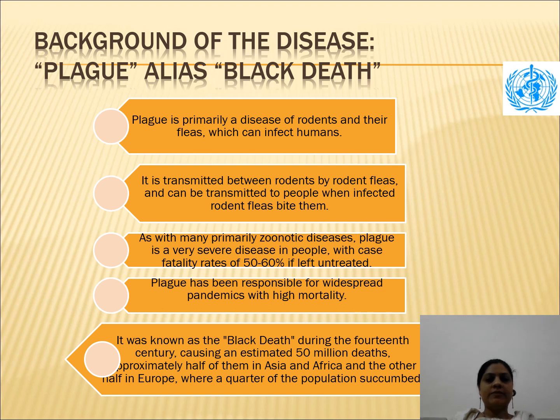So, plague is primarily a disease of rodents and their fleas, which can infect humans. It is transmitted between the rodents by the rodent fleas. So the fleas are the vectors and the host is the rodent. And it can be transmitted to people when the infected rodent fleas bite them. Primarily it is a zoonotic disease.